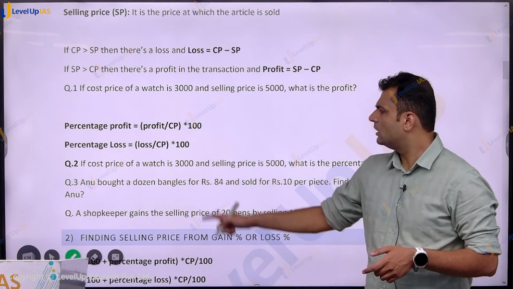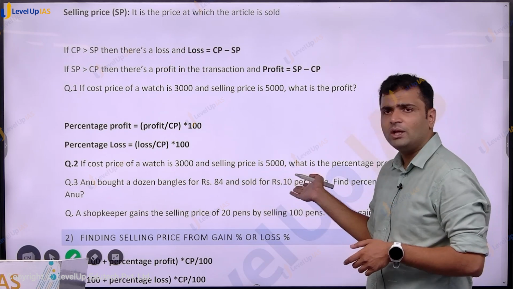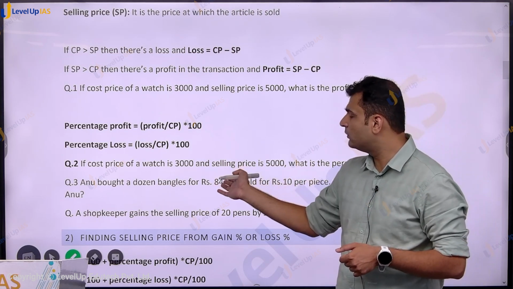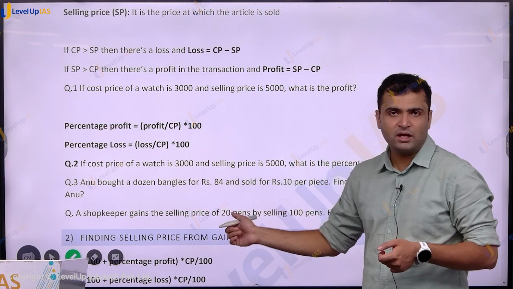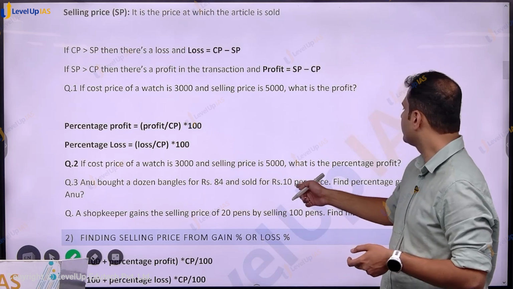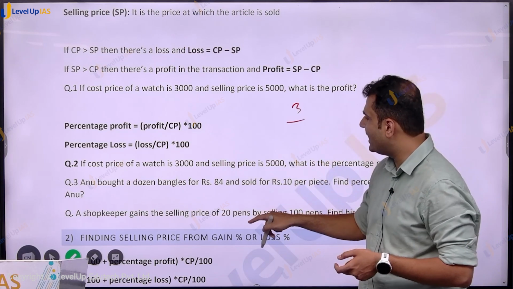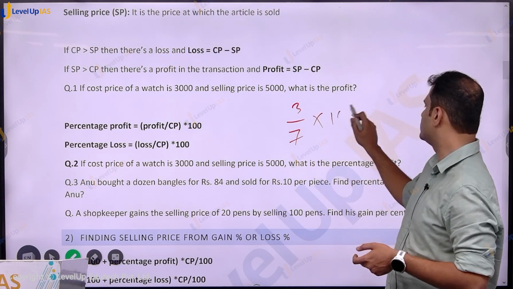Then, Anu bought a dozen bangles for 84 and sold them for 10 per piece. Total she has bought 12 bangles for 84. A dozen is 12. So one bangle costs 7. She bought it for 7 and sold it for 10. So 3 rupees profit per bangle. And what is the CP? It is 7. So 3 by 7 into 100. This is the percentage profit.